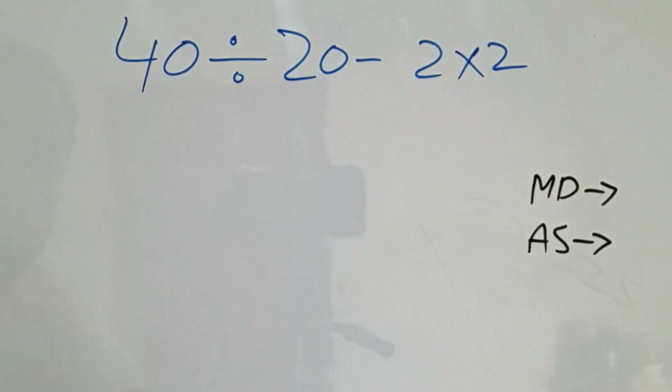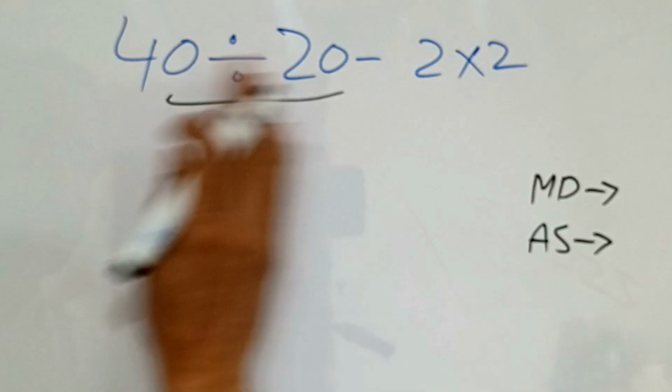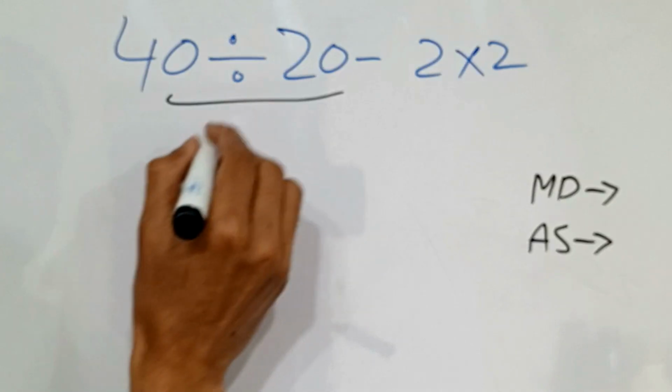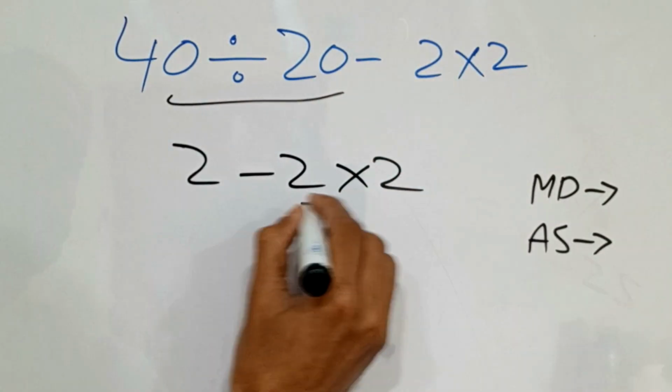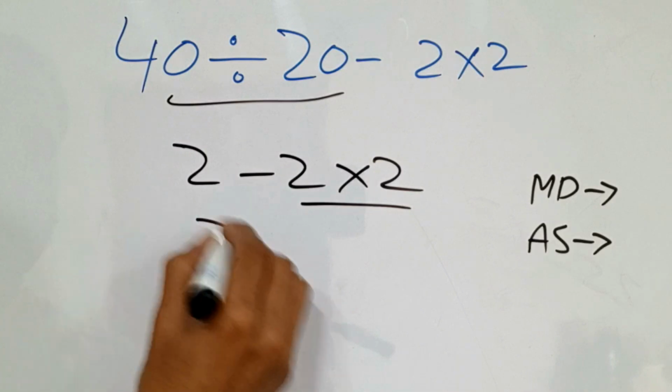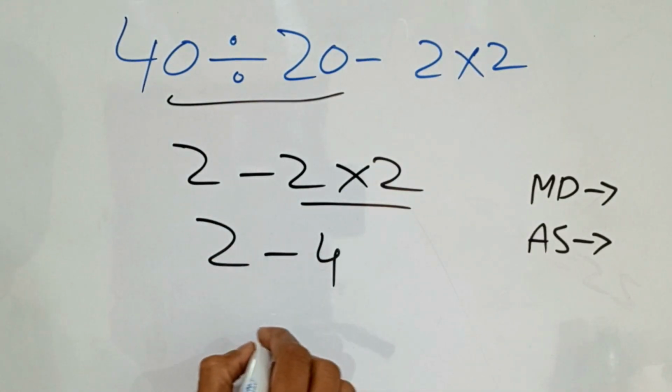Okay. 40 divided by 20, multiplication and division from left to right. 40 divided by 20 equals 2 minus 2 times 2. Now multiply first. 2 minus 2 times 2 equals 4, and 2 minus 4 equals minus 2.